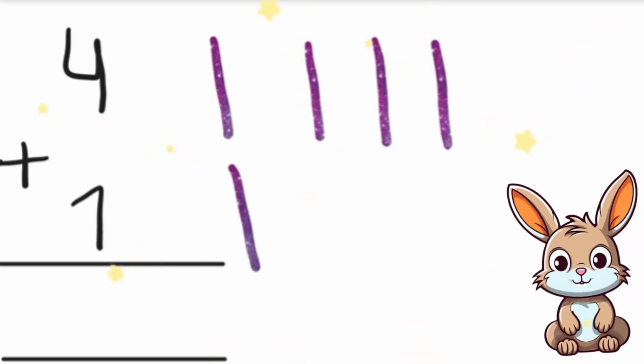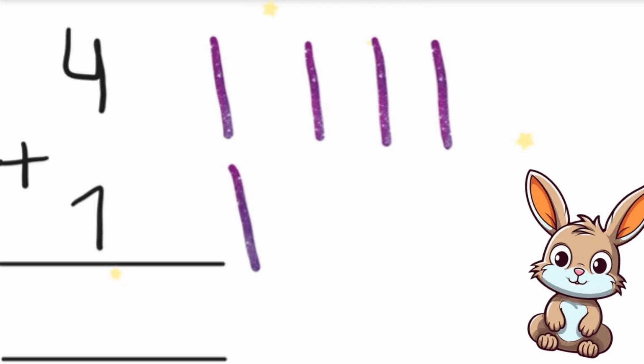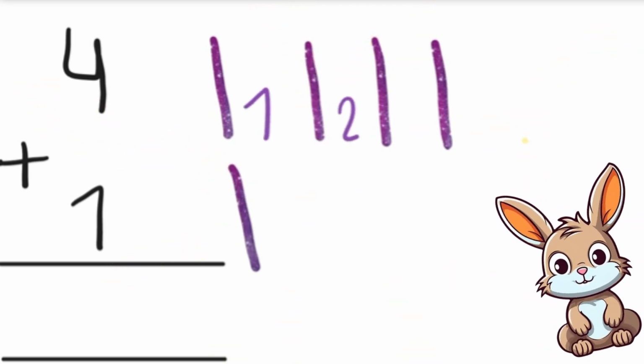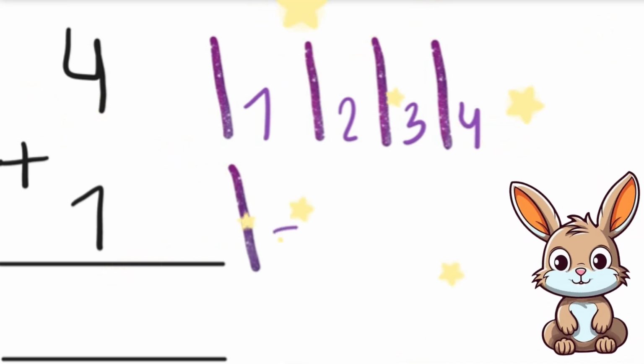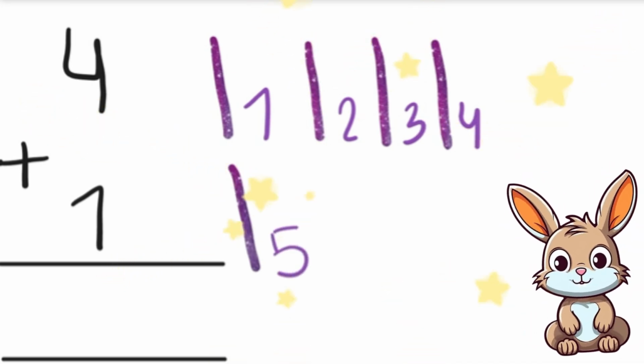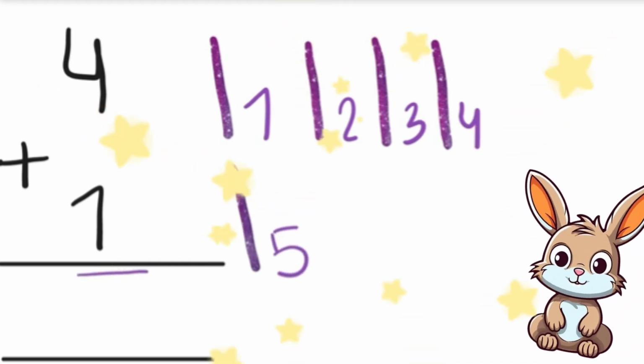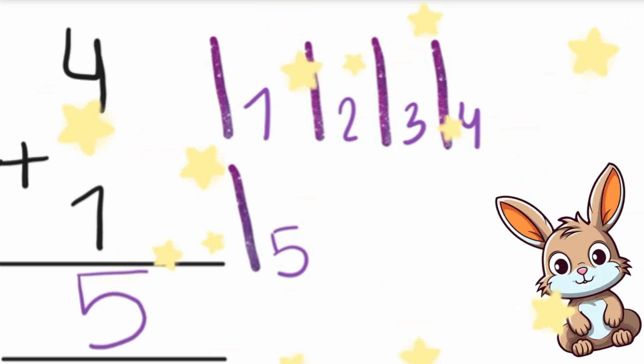Now one more. Now let's count them all together. 1, 2, 3, 4, 5. So 4 plus 1 equals 5.